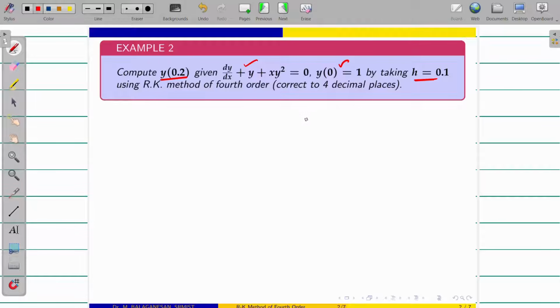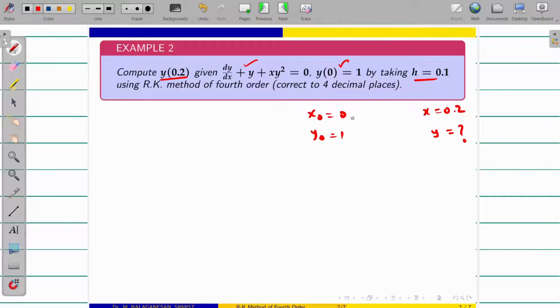So what are the values he has given? Here you should listen very carefully. What is the value they have given? x naught is 0, y naught is 1. We have to find the y value at x equal to 0.2. Find the value of y. This is what they asked.